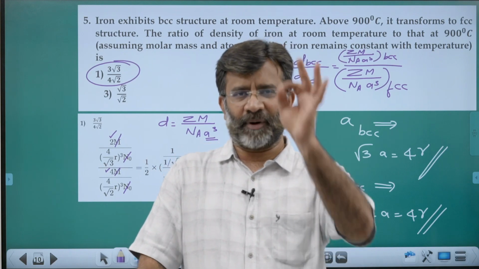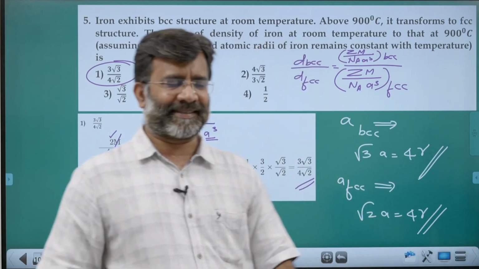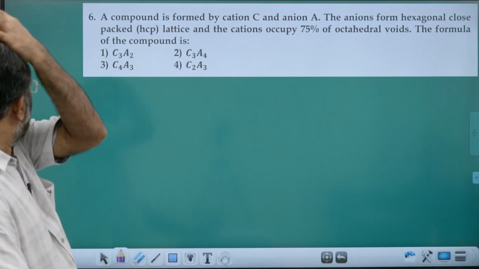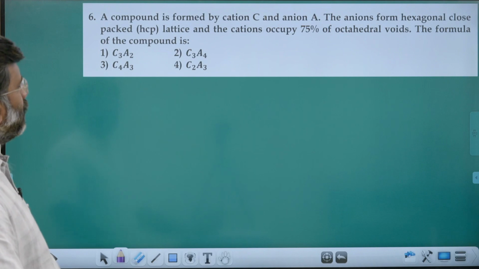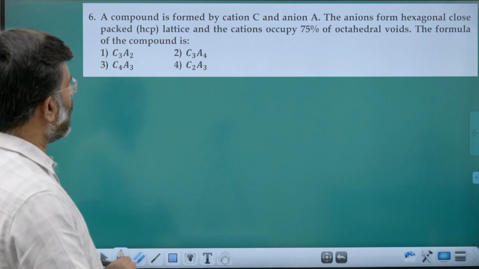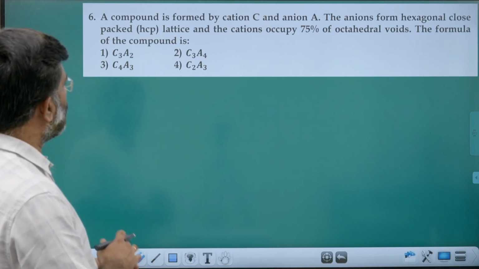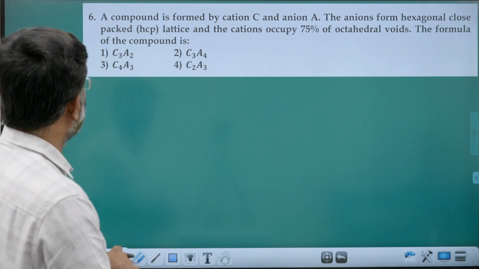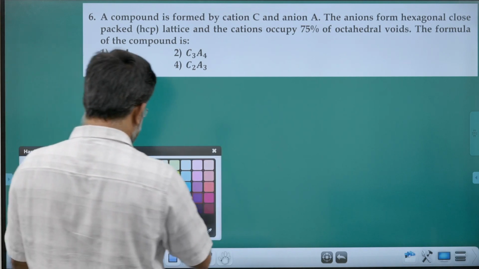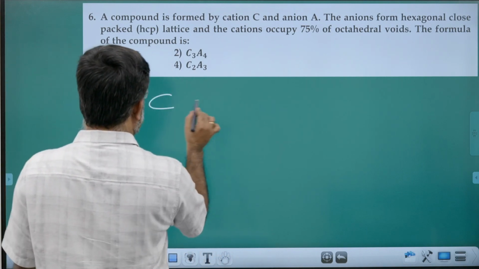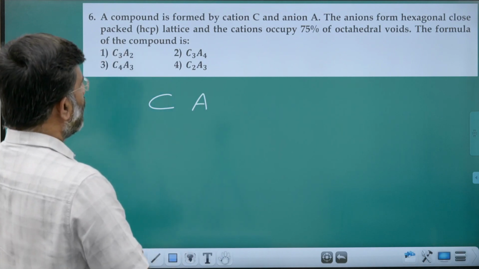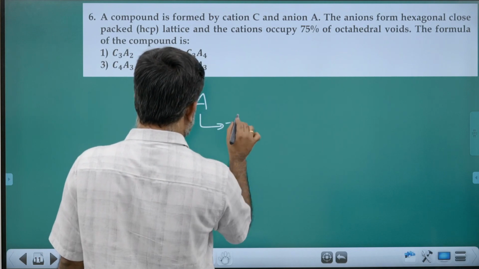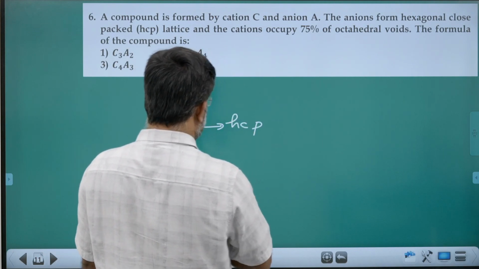Okay, important question. Next. A compound is formed by cation C and anion A. The anion forms hexagonal close packed lattice and cation occupies 75% of octahedral void. The formula of the compound is? Another simple question. You have C and A. A anion forms close packed arrangement. This is forming HCP, close packed arrangement.